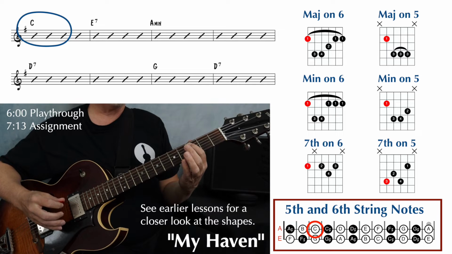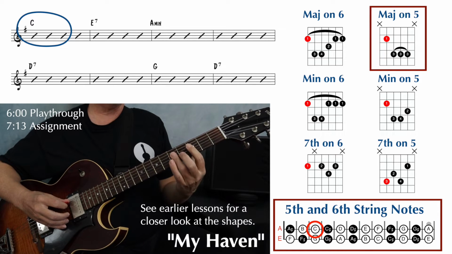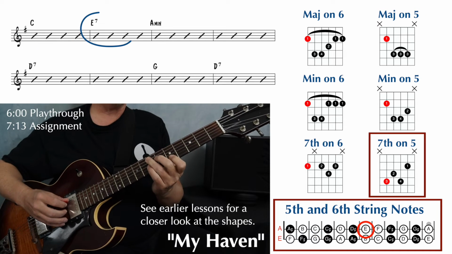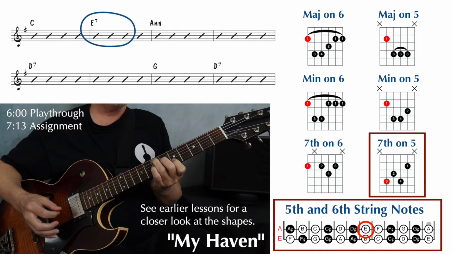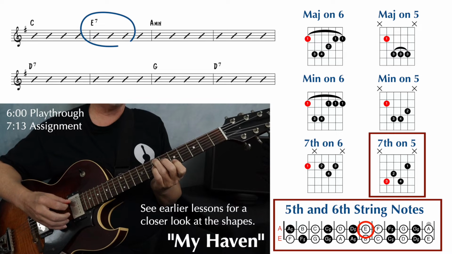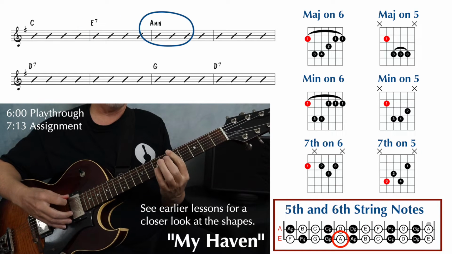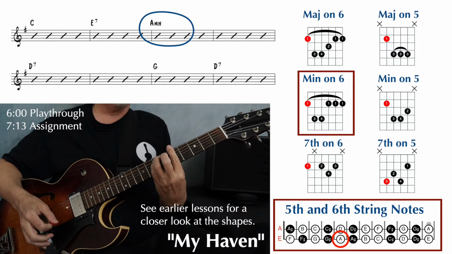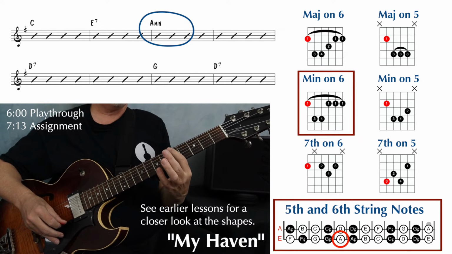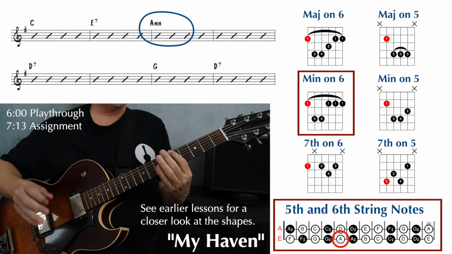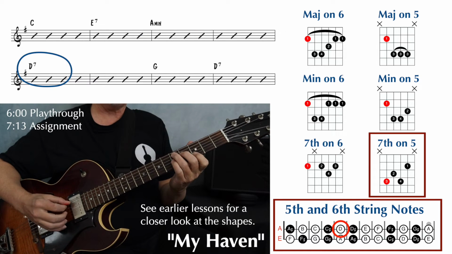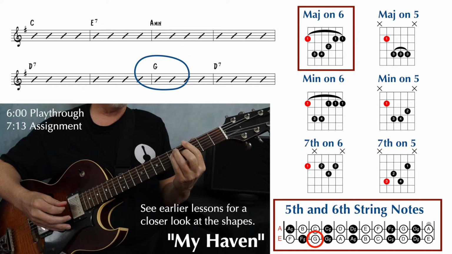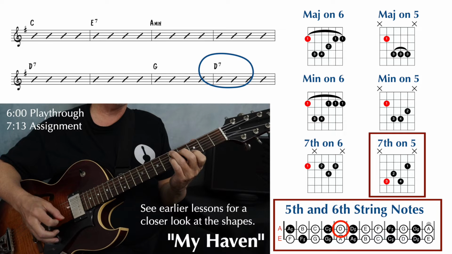Our C at the 3rd fret is on the 5th string, so that'll be the 5th string major shape. Same E7 we played before, playing that 5th string dominant 7 shape. The A minor, that is with the root on the 6th string, so we'll play our minor shape with the root on the 6th string, right there at the 5th fret, because that's where our A is. D7, same D7 we played before, and then the G, same G we played before at the 3rd fret, and then back to the D7.